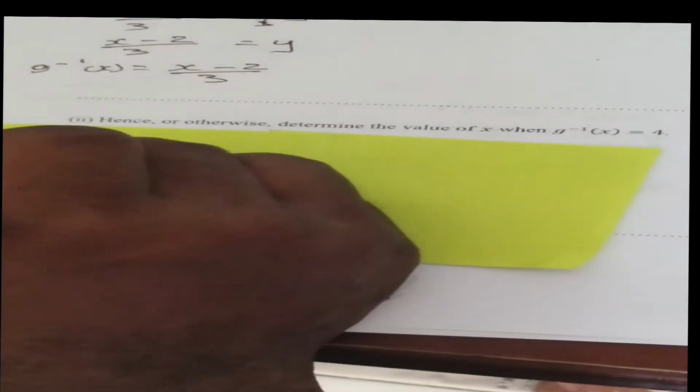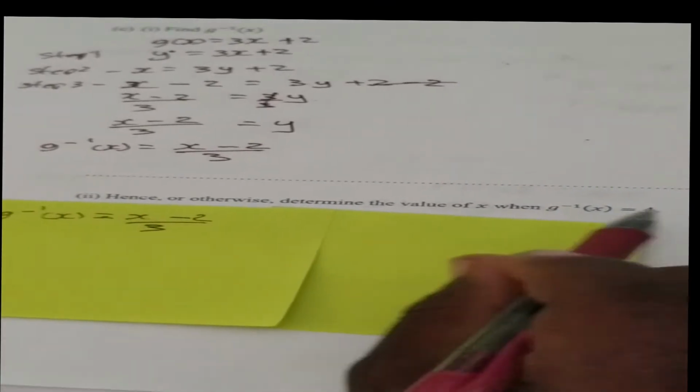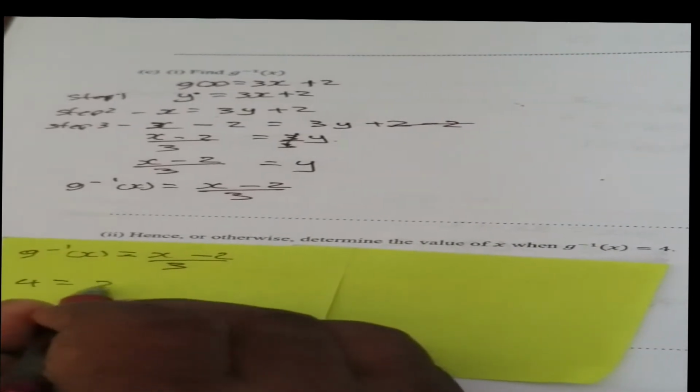Alright, so given that we have our inverse, g of x is equal to 4, what we're saying is that this 4 is equal to our y value. So let's write back our g of x is equal to (x minus 2) over 3, right? And what we're saying is that our y value is equal to 4, so 4 is equal to (x minus 2) over 3. And so we want to find what x is, and so we're basically doing the reverse.